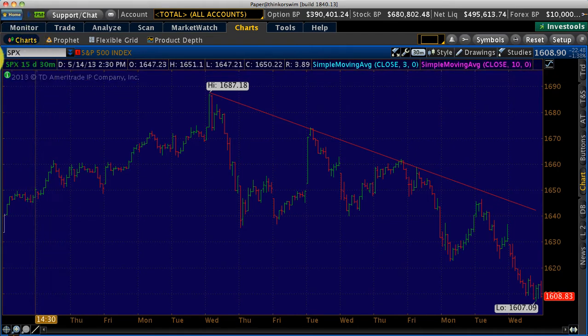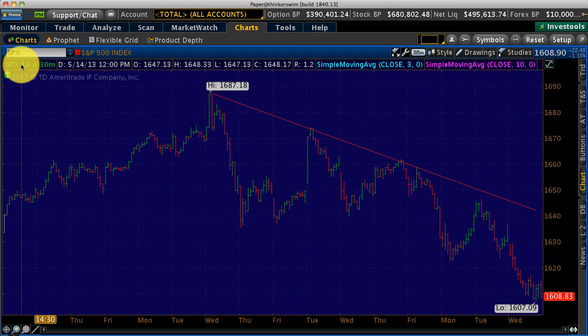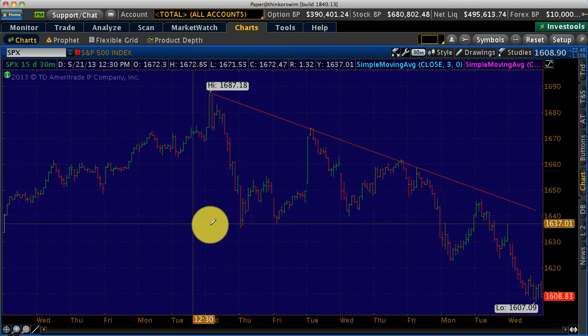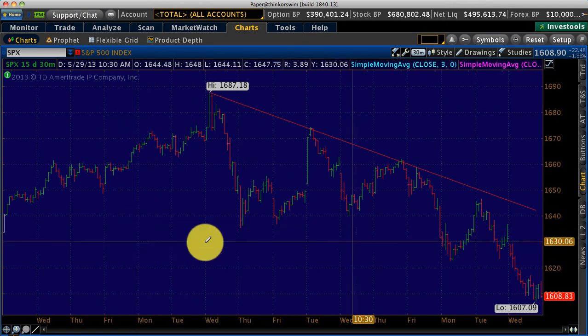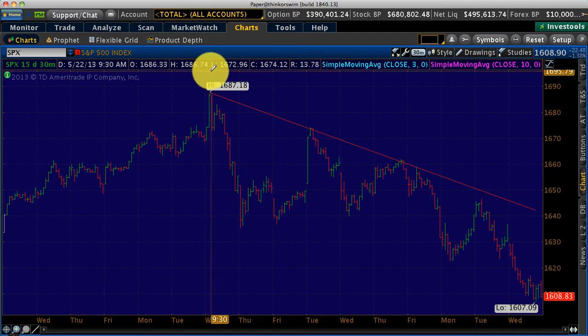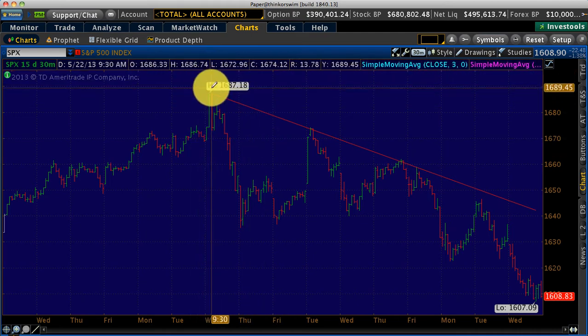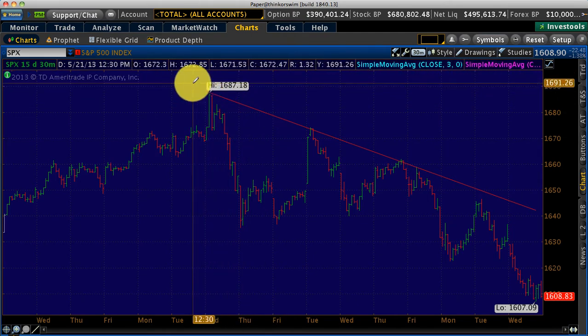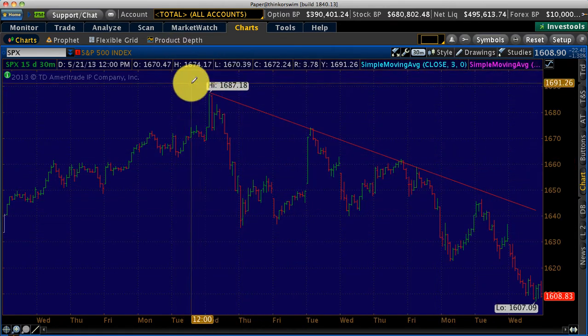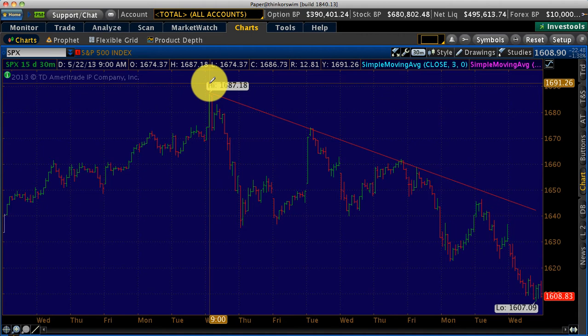So what we have here is the S&P. This is a 15-day chart and it's a 30-minute chart. So basically what we wanted to do was look at the price action of the last couple of weeks, and we see that the high was hit at 1687 sometime last week, last Wednesday actually. And from then, the market has been coming down. Up until then, it's been a real solid climb, for the past 6 months, for almost all of the year.